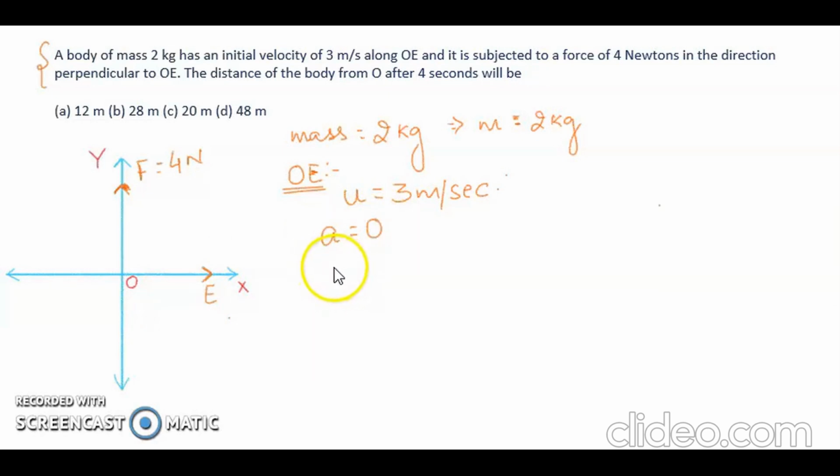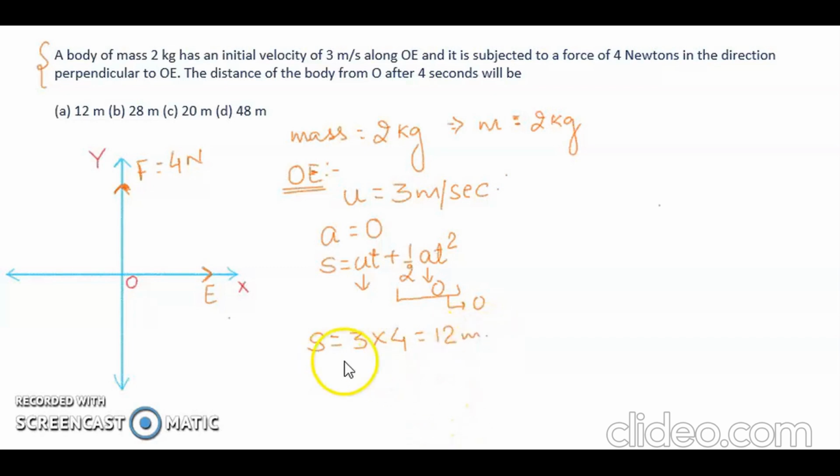From the basic equation of mechanics, S is equal to ut plus half a t square. Here in this case a is 0, so this term is going to be 0. We know u is 3 meter per second, and time is given as 4 seconds, so t is obviously 4 seconds. Let's put these values. S is equal to u times t, which is 3 times 4 seconds, so this is equal to 12 meter. For clarity, we can take this as S_OE, that is equal to 12 meter.